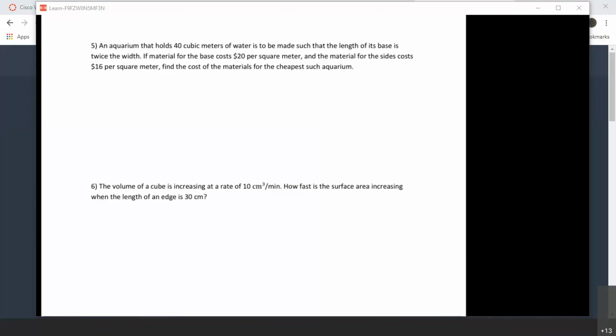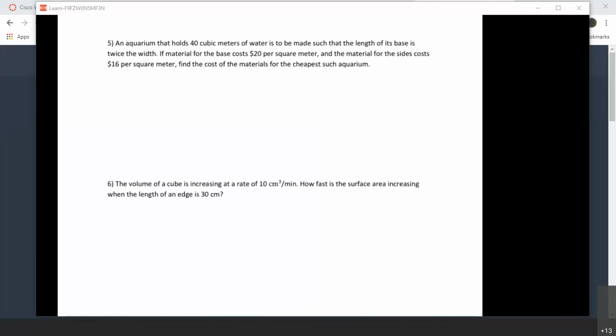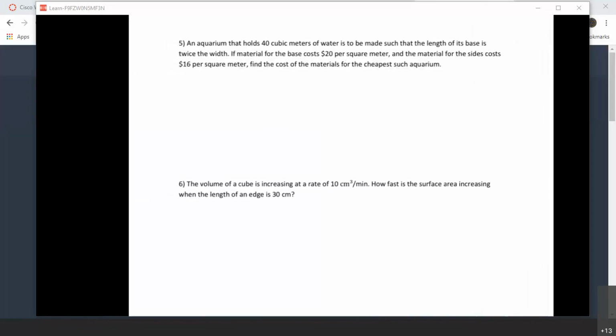So here we have an aquarium. We're assuming it's a rectangle. It holds 40 cubic meters of water. So again, assume rectangular. Oops, hold on. Rectangle.